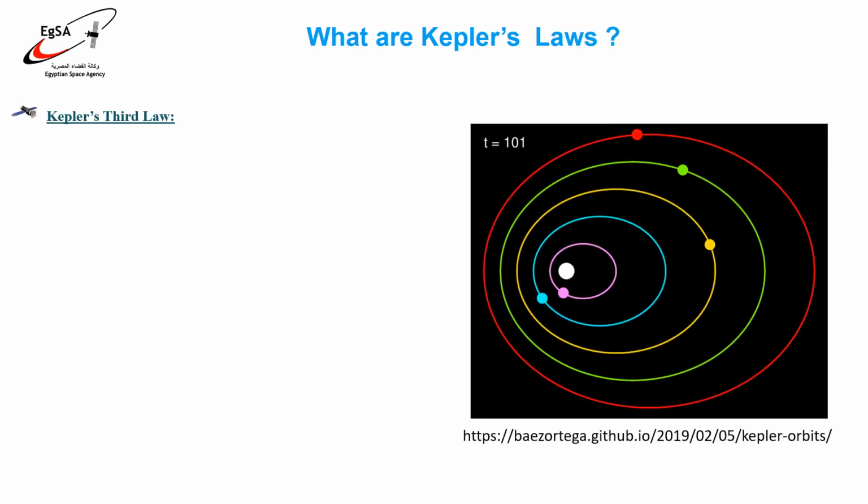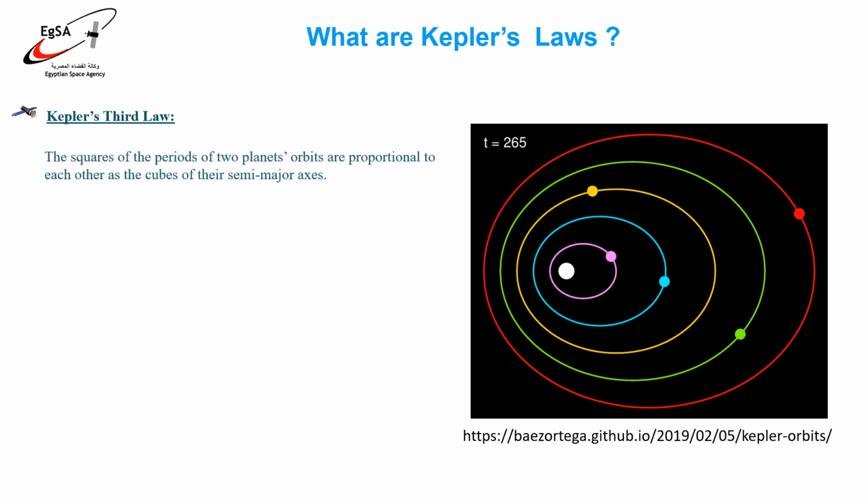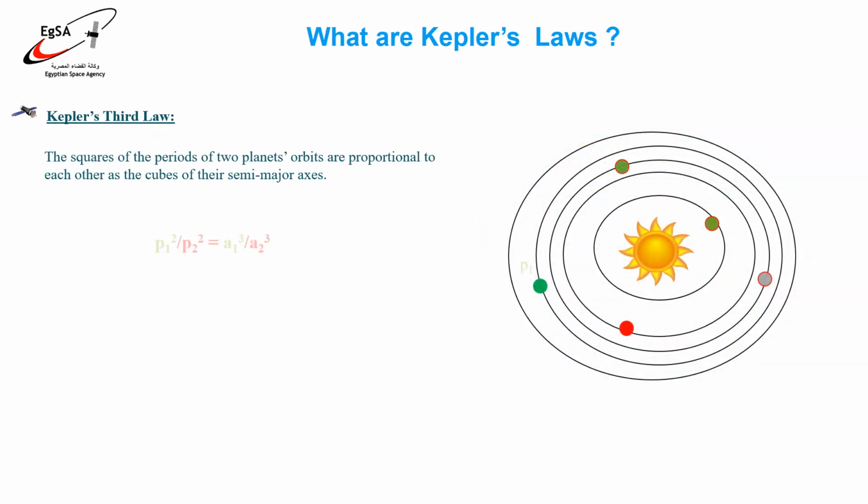Kepler's third law, law of harmonics. The squares of the periods of two planets' orbits are proportional to each other as the cubes of their semi-major axes. P1 squared over P2 squared equals a1 cubed over a2 cubed, or P squared over a cubed equals a constant.